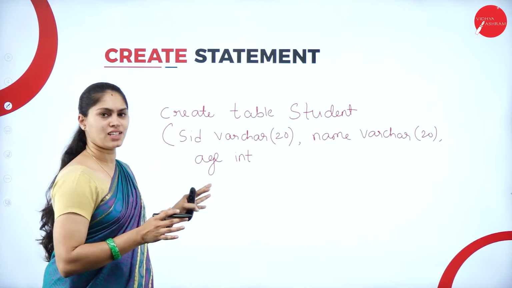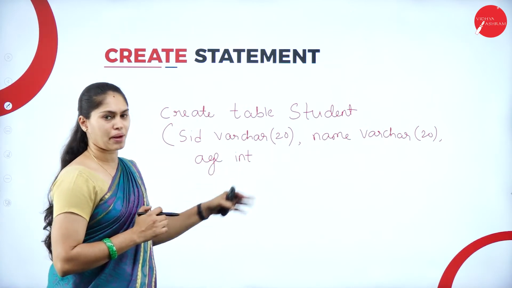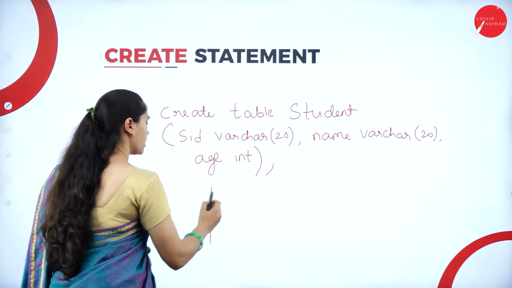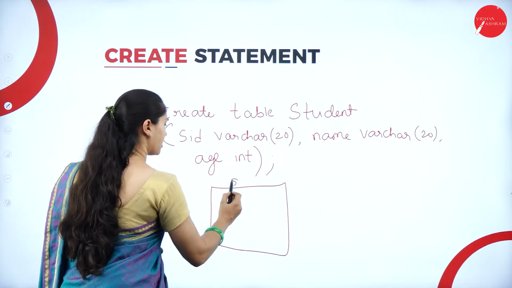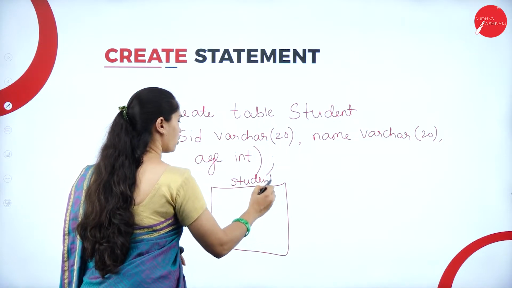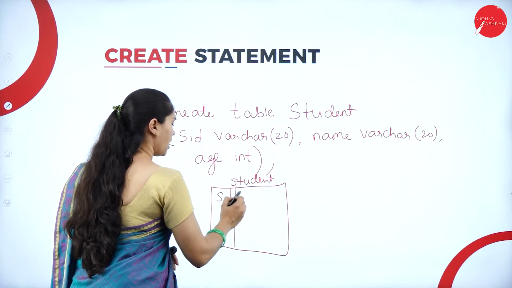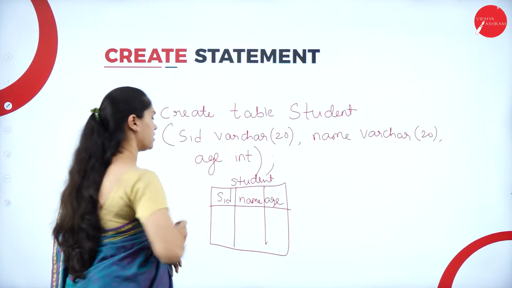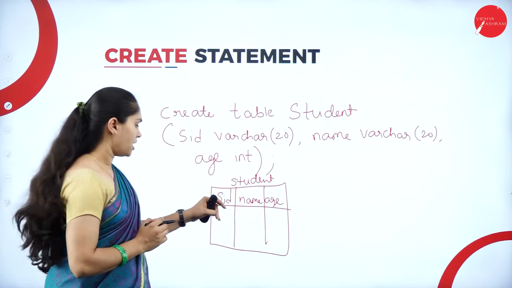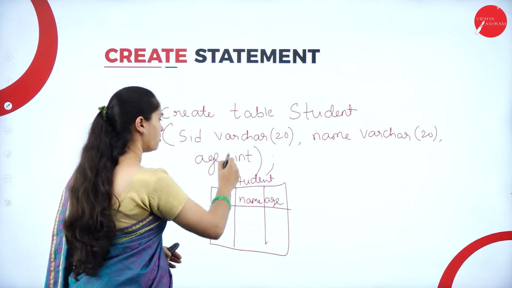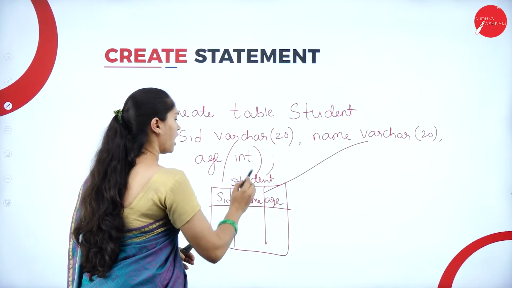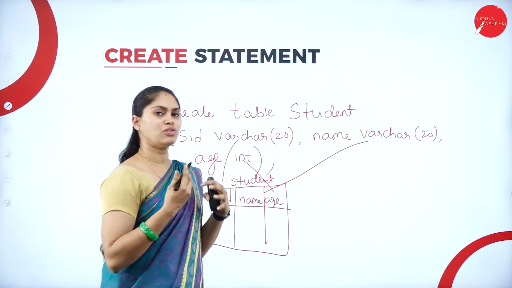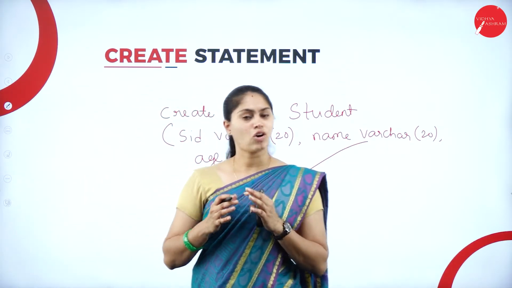I don't want to make any of the attributes a primary key, so I will just simply close it along with a semicolon. This will create a table with 3 attributes, and the table name is student. It comprises 3 attributes called student ID, name, as well as age. So when we create this table, it will have 3 attributes: SID or student ID of data type varchar, for name a varchar, and for age an integer data type.